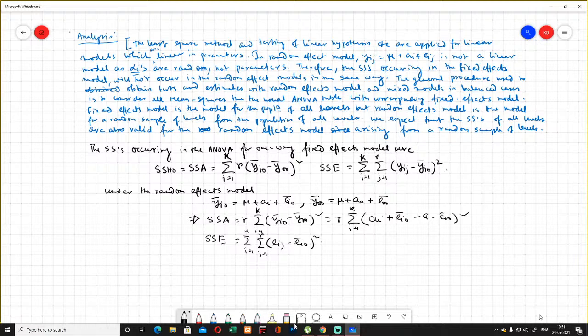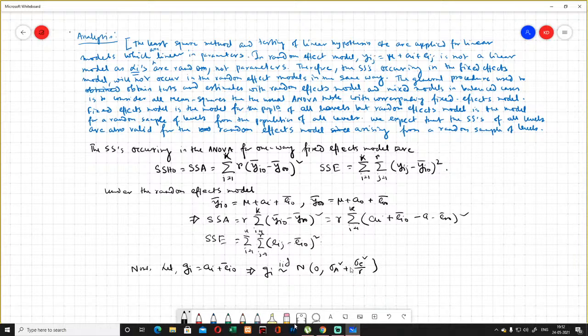Now let gi, which is equal to ai plus ei naught bar, and this gi follows IID normal 0, because the expectation of gi is nothing but a linear combination of normal parameters. So from the results of normal distributions, gi also follows a normal distribution with mean equal to the expectation of gi. The expectation of gi is 0 because the expectations of ai and eij are all 0. So the variance of gi is nothing but the variance of ai plus ei naught bar, which is sigma a square plus sigma e square by r.